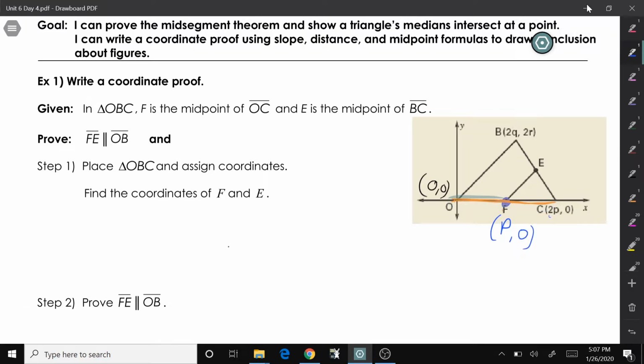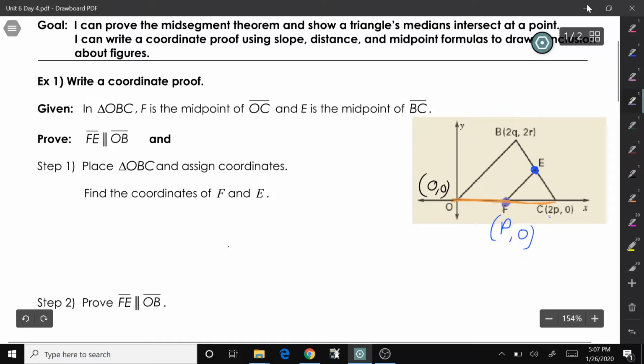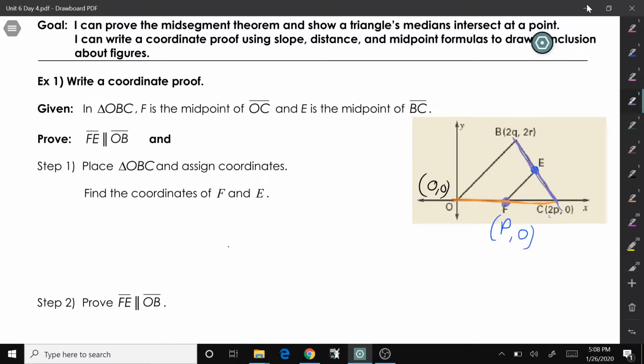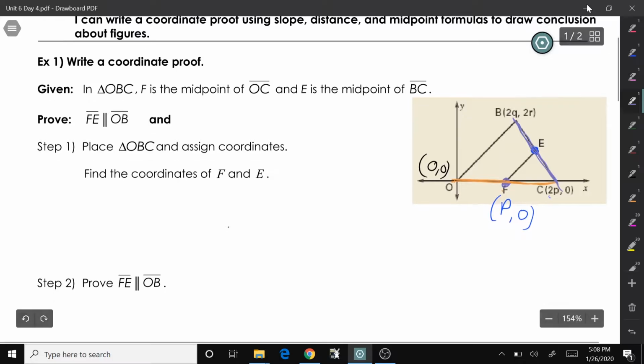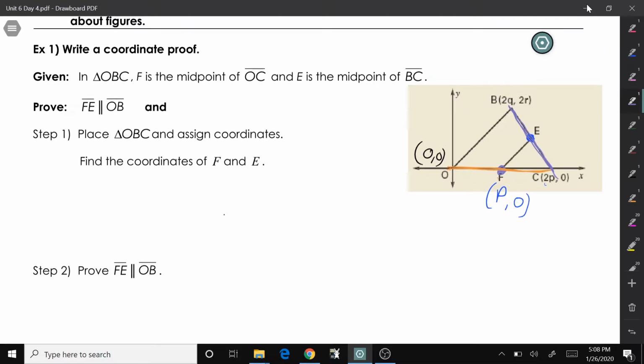And E is the midpoint of BC. So here's E, and here is BC. Well, we're actually going to have to use the midpoint formula for this one because it's not a horizontal or vertical line. Horizontal and vertical lines are much easier to work with when you're trying to find the distance or the midpoint. So first, we're going to prove that FE is parallel to OB.